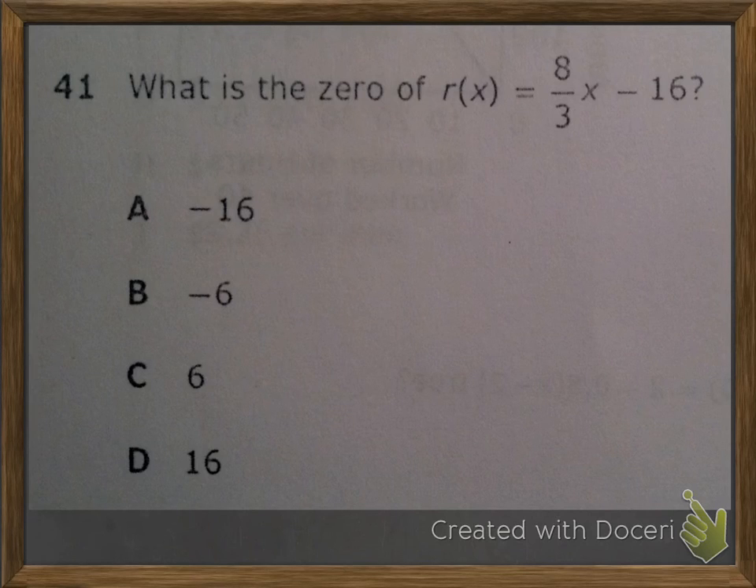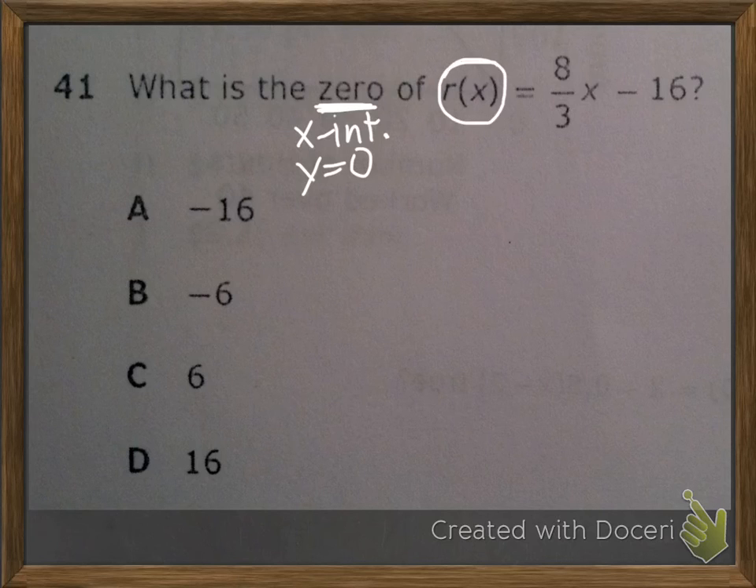Okay, bottom of page 8, number 41. What is the 0 of r of x equals 8/3 x minus 16? 0, remember, is another way to say x-intercept. Okay, this is a newer term. Remember, x-intercept is where y equals 0. In this equation, r of x, that's my function notation, and that's kind of the same as my y. So that's where I want to put 0. So I'm going to rewrite my equation, putting 0 there equals 8/3 x minus 16.